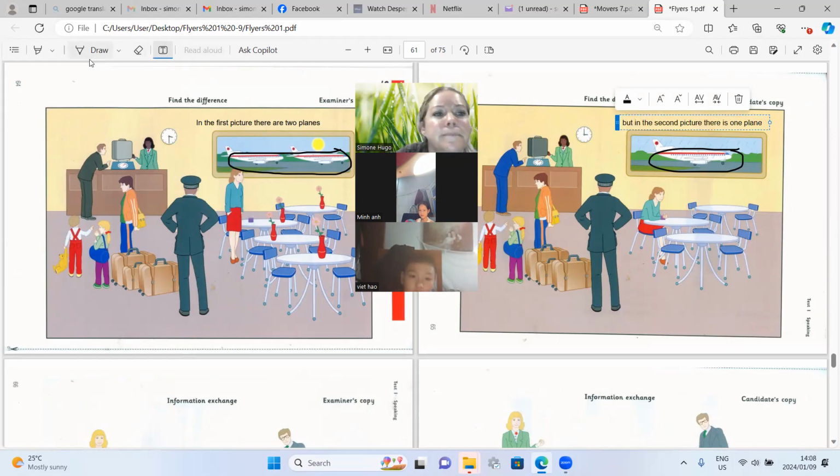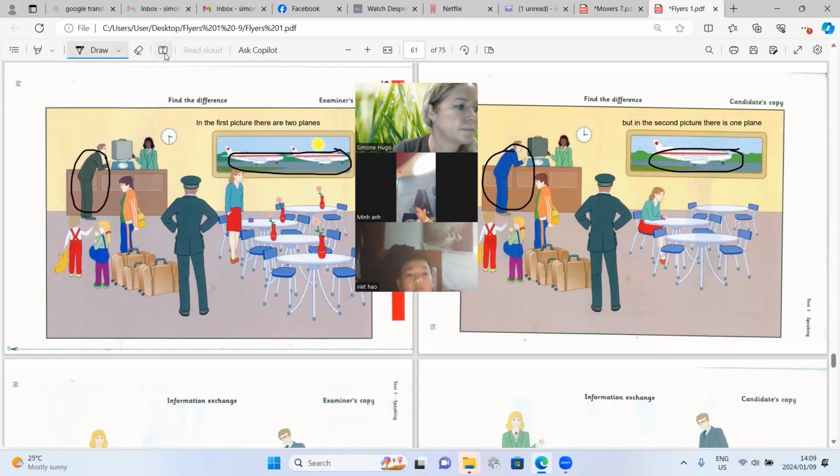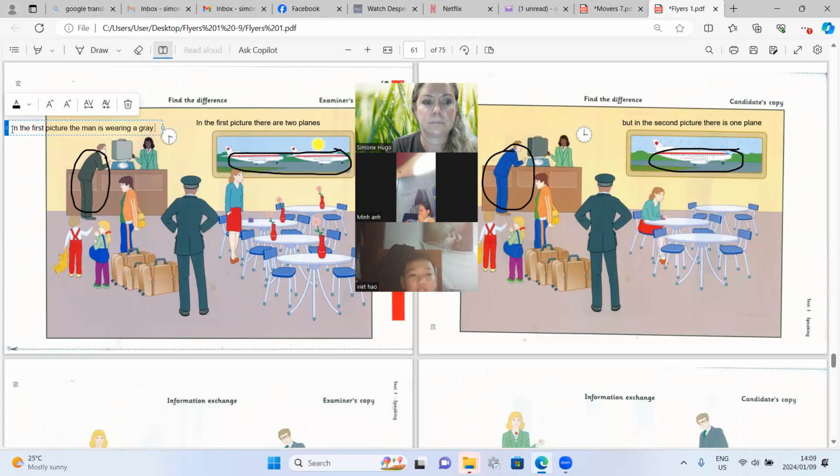Viet Hao? Yes. In the first picture, the man is wearing the gray suit. But in the second picture, the man is wearing a blue shoes.